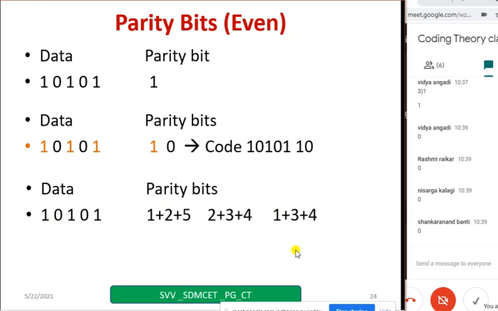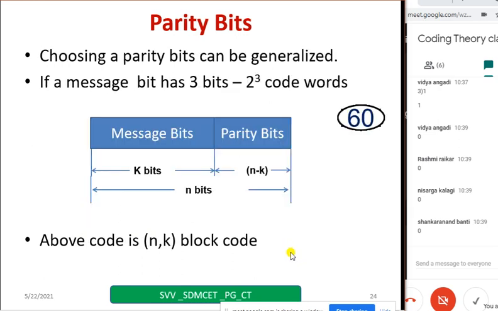So let me give a generalized one. Yeah, this is generalized. Choosing parity bits can be generalized. If message bits are 3 bits, automatically I'll get 2 raised to 3 combinations. Those many code words will be there. Above code is an (n, k) block code. Just copy down this simple information, so that this is standard for this particular chapter. Message bits followed by parity bits, together it will become a code word.